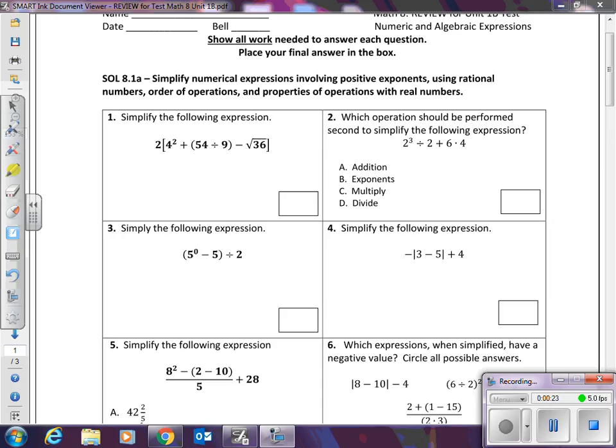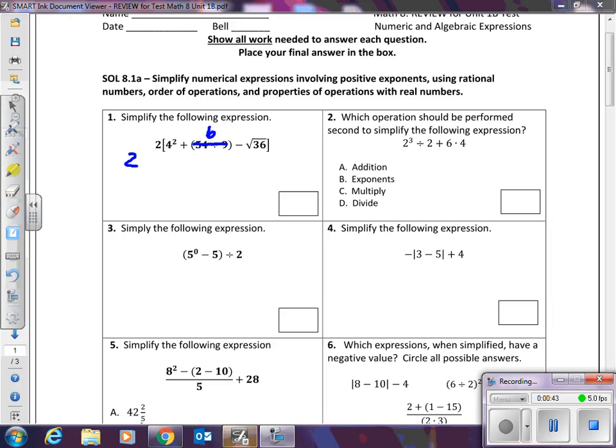For number one, you are going to simplify the expression, and that is using order of operations. So we have two sets of grouping symbols, actually three if you want to get technical. We have brackets, we have parentheses, and we have the square root symbol. All three of those are grouping symbols. So we have to start on the innermost one, which would be parentheses for us. 54 divided by 9 is 6, so that turns into 6.